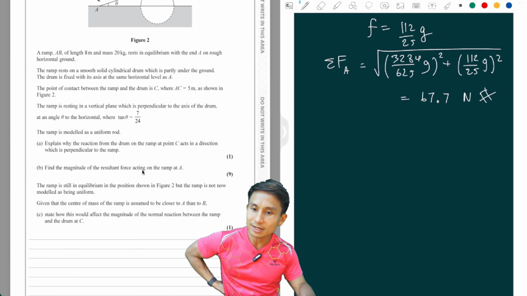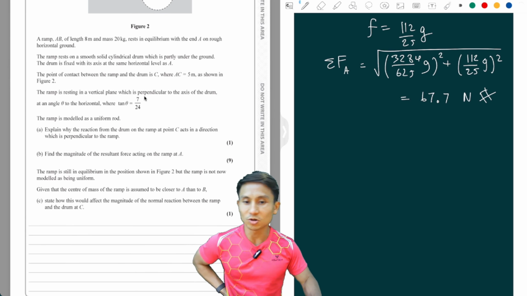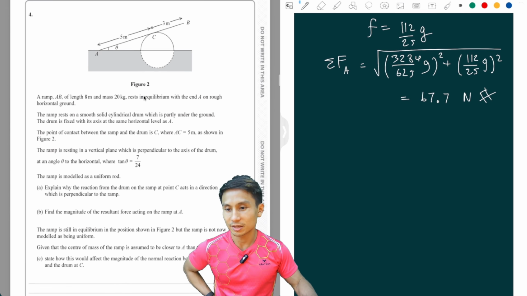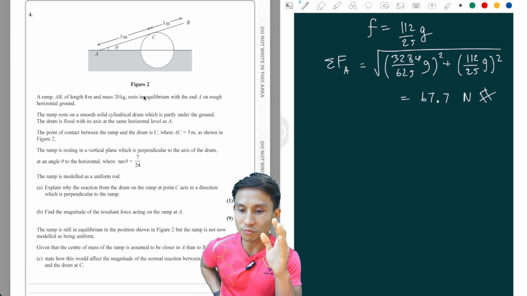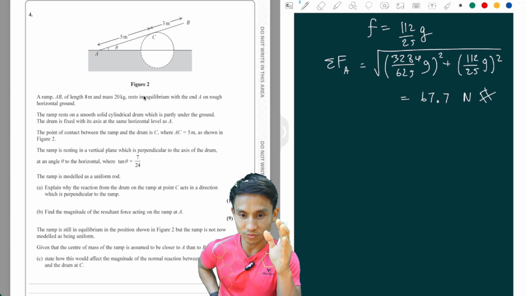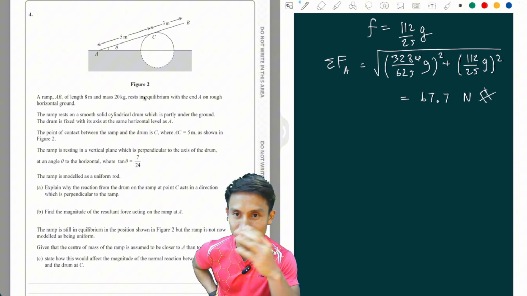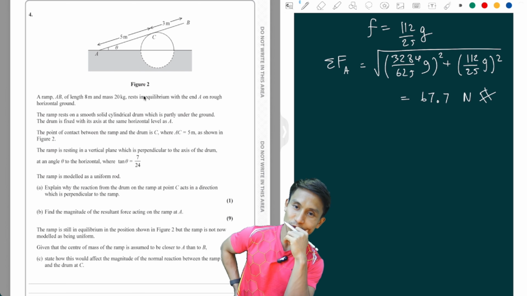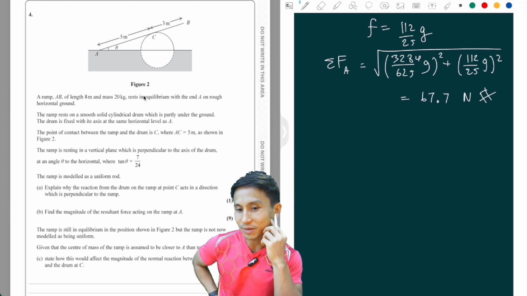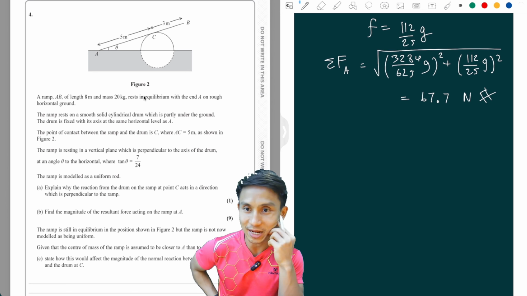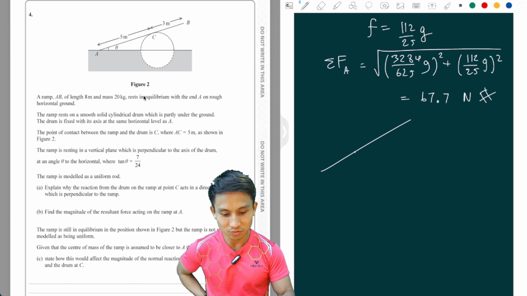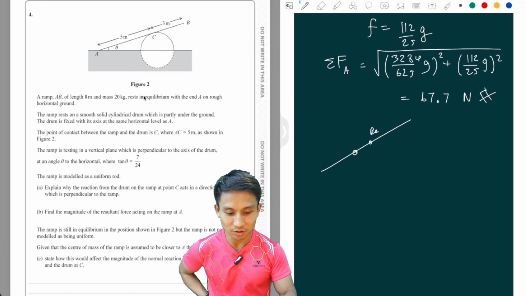Part C: given that the center of mass of the ram is assumed to be closer to A than to B. The ram is still in equilibrium in the position shown in figure 2, but the ram is not now modeled as being uniform. So the center of mass is closer to A than to B, so it's more to here than before. This is before, this is after.